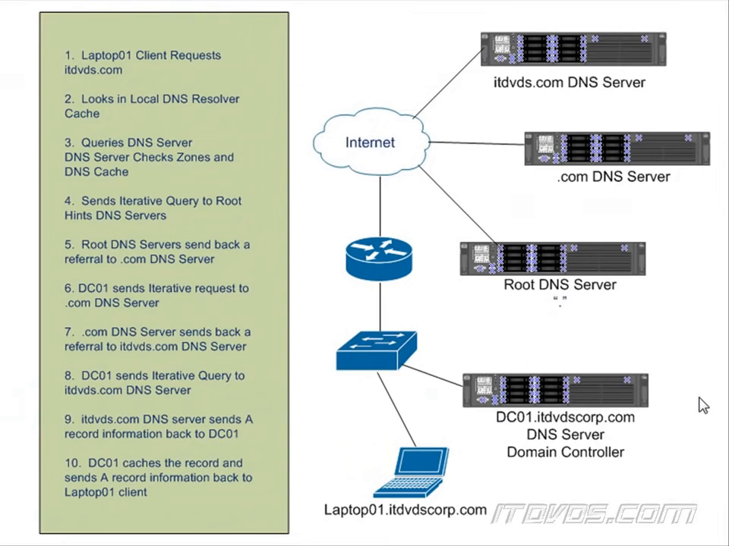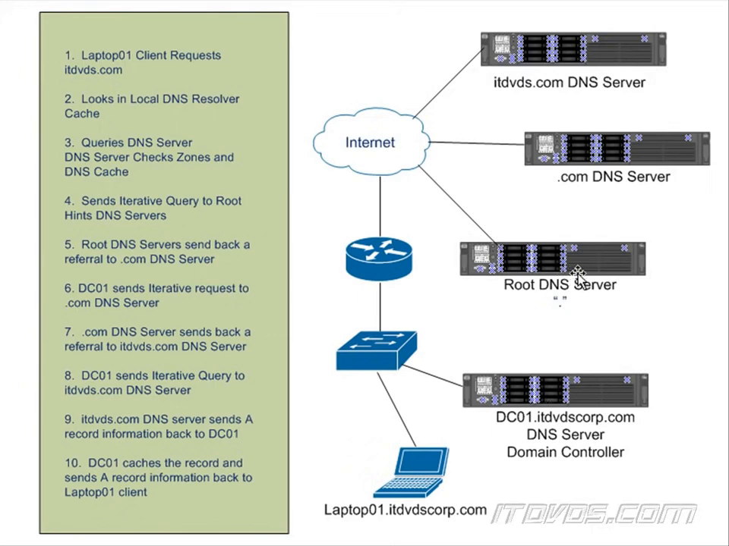So let's see a diagram of what we just talked about here. Laptop 01 here is trying to go to itdvds.com. Again, this will be the same if it's google.com, yahoo.com, or any domain name. So it checks its local resolver cache here. It looks in the local DNS resolver cache and doesn't have it. It sends a request to its configured DNS server, which in our case is DC01. DC01 is going to check its zones and its DNS cache to see if it has the information for itdvds.com. If it doesn't, we're going to go to number 4 here. It sends an iterative query to the root hints DNS servers. So it's going to go out to the internet and query the root hints DNS server.